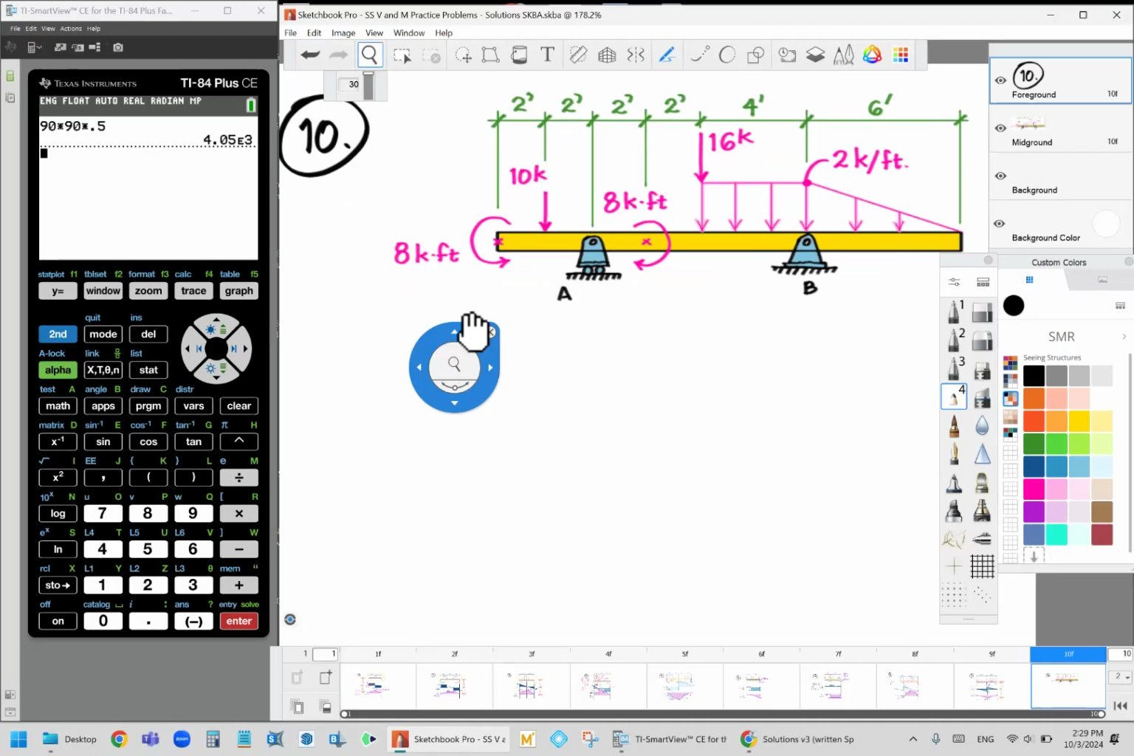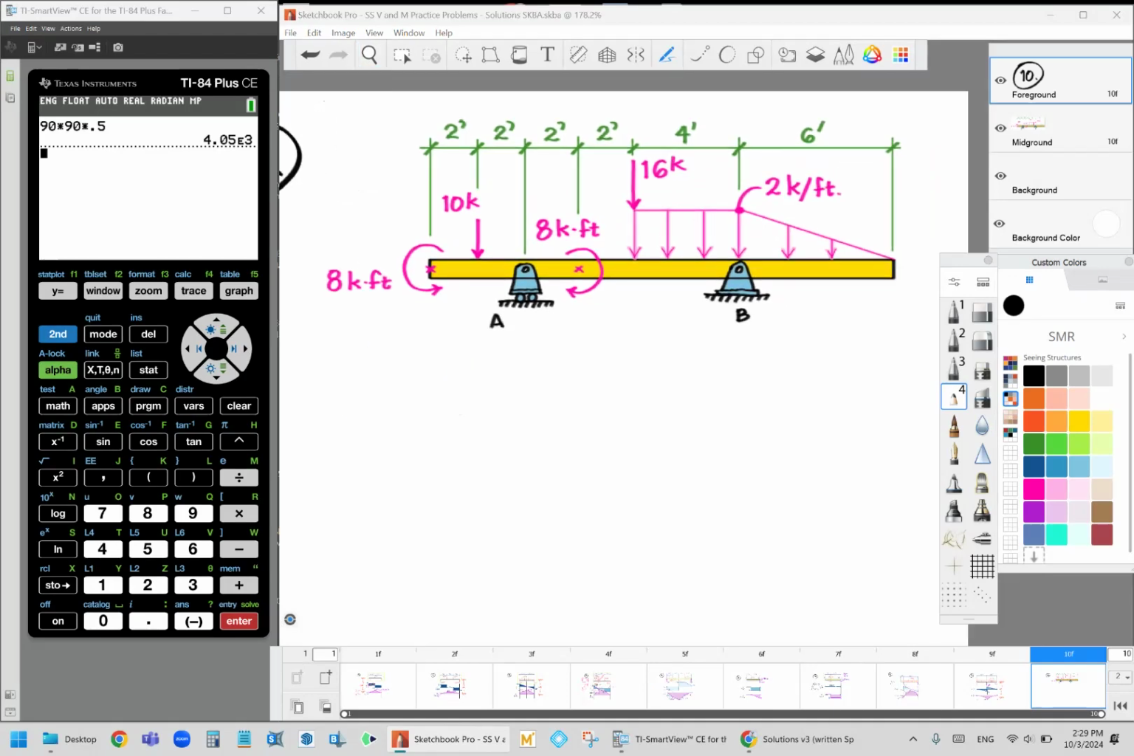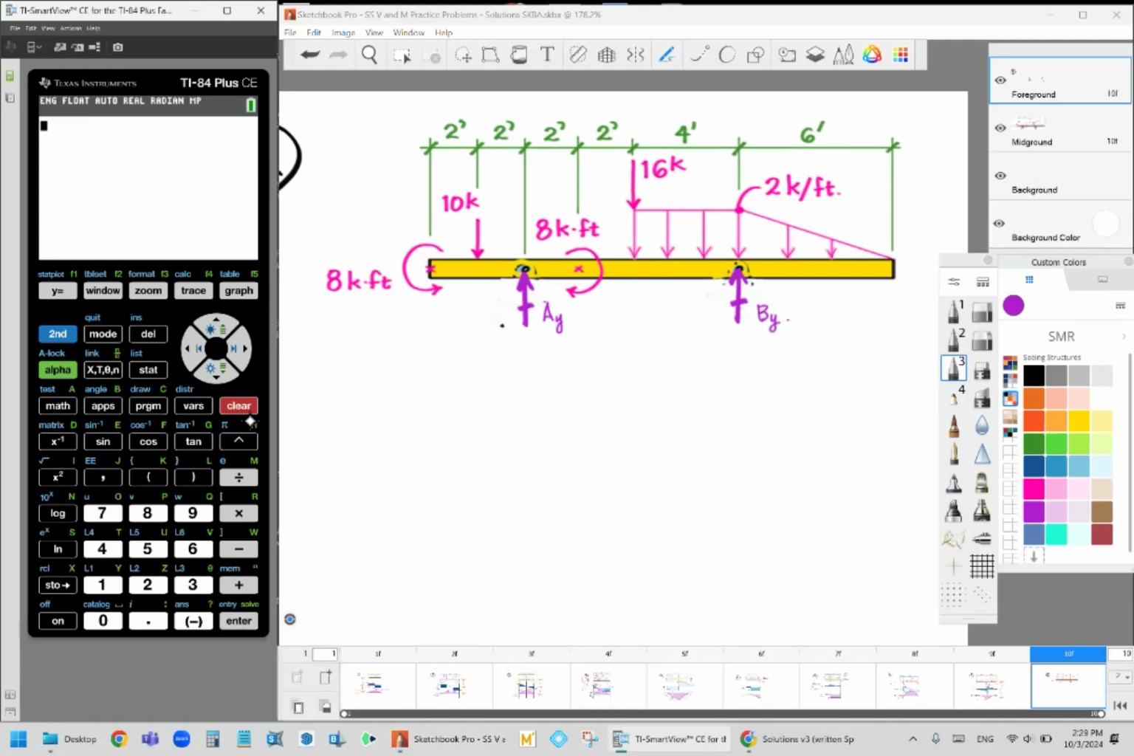Sometimes life just isn't easy, but we got to get the reactions first. So let's focus on that. So I don't have any horizontal forces in the system. And now I'm going to get some verticals. So I've got A and B. Looking at all these loads, goodness, my gut is telling me they're probably going to point upwards. So let's go ahead and make that assumption. And we can call them A sub Y and B sub Y. All right, let us do some moments.